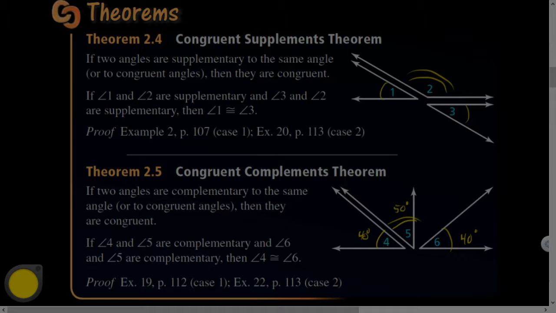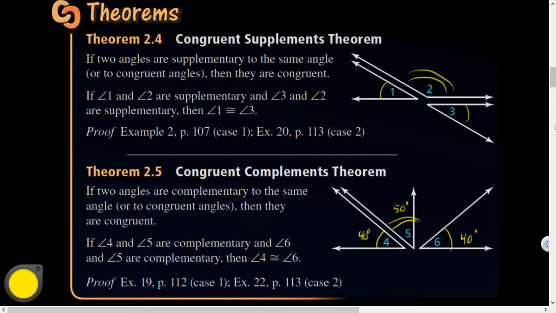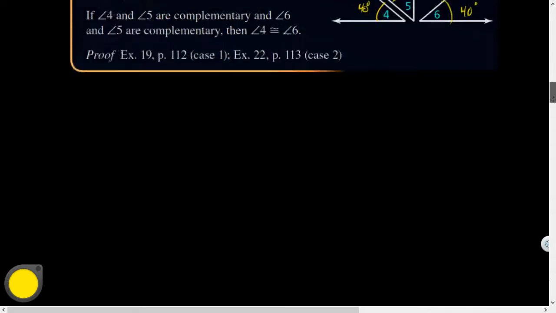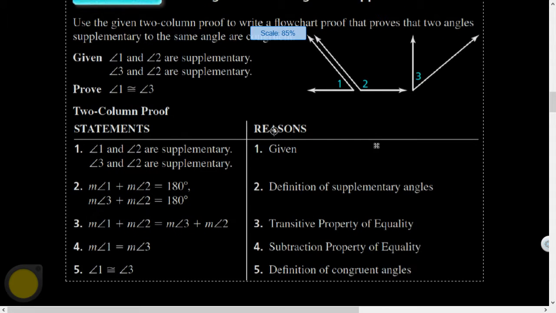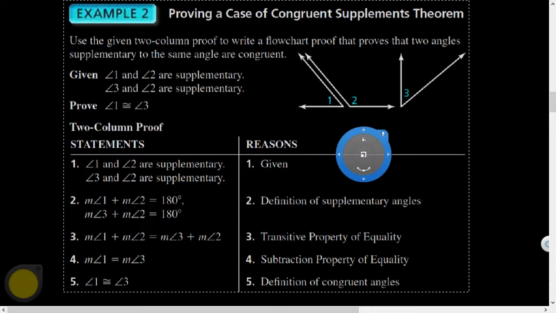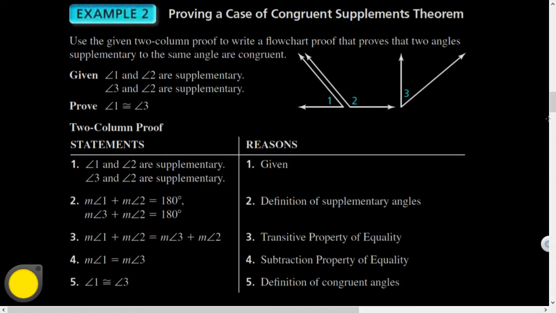Let's see if we can look at example 2. Congruent supplements theorem. All right, man, these take up space. All right, use the given 2-column proof to write a flowchart proof that proves the 2 angles are congruent. So notice we've got our gimmies. Based on those angles being supplementary to angle 2, I know that by definition of supplementary, they add to 180. It's true for both of those. By transitive property, I could say that this and this are equal because they're both equal to the same thing.